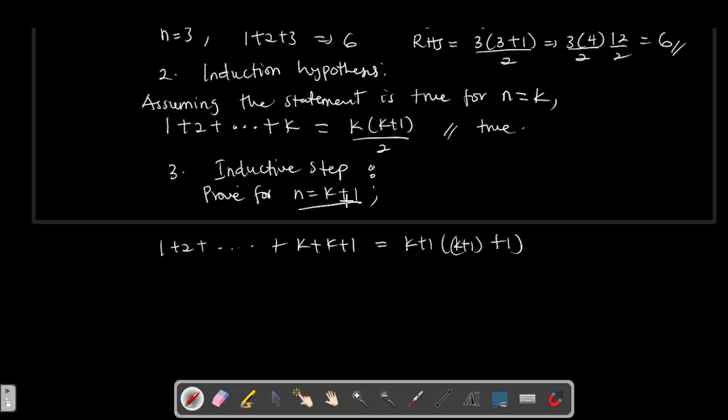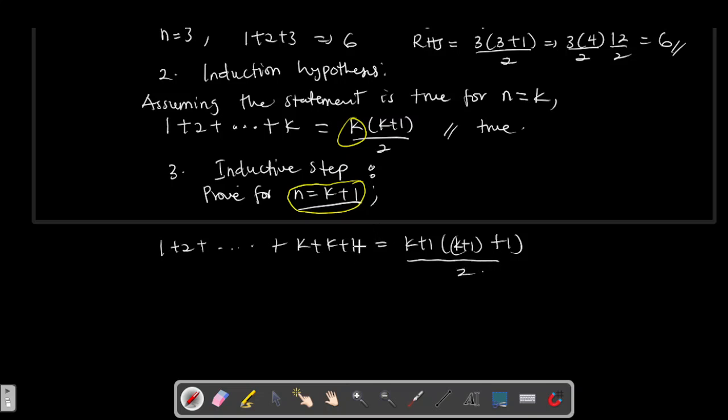Check here. At this point, you can clearly see that n is now k plus 1. So I'll have k plus 1 for this outside here. This k now becomes k plus 1 here. This k inside becomes k plus 1 plus 1, all over 2. As simple as that. So all over 2.